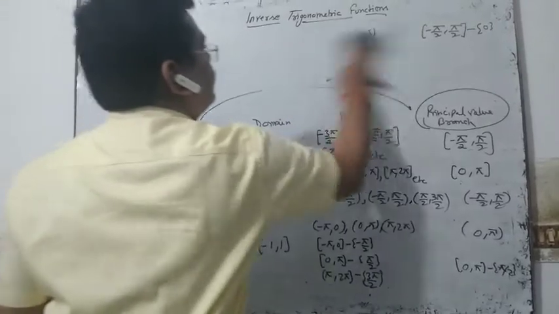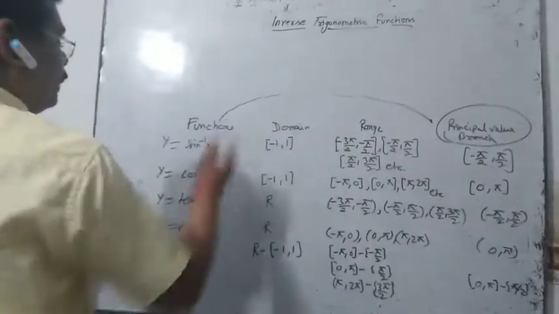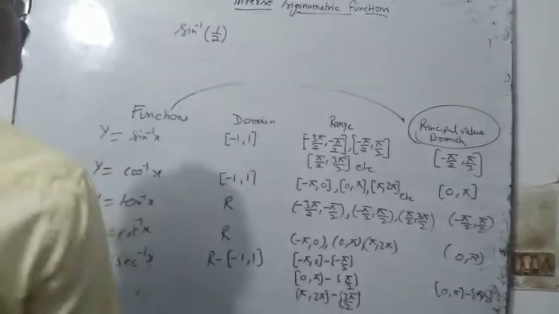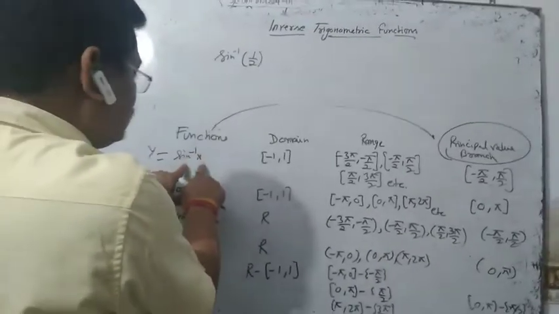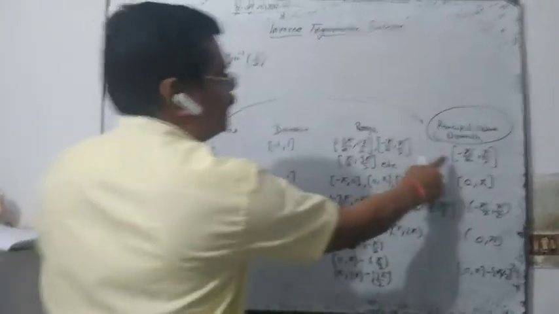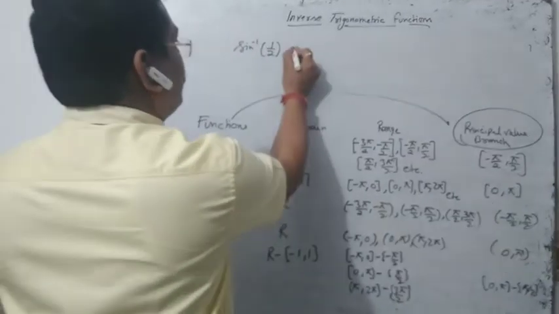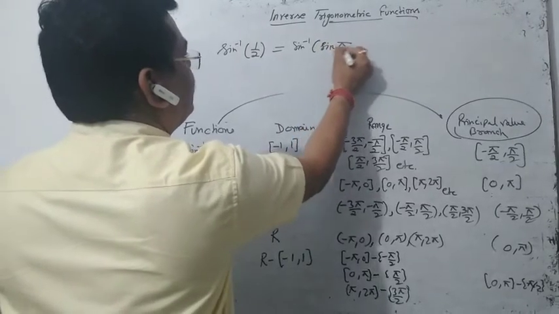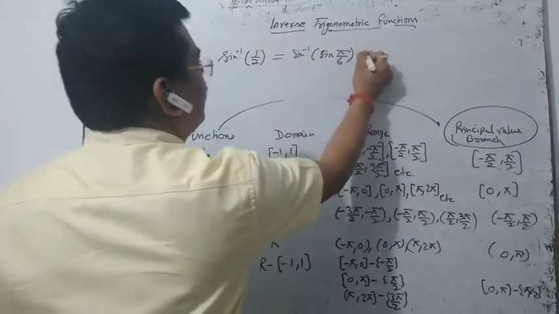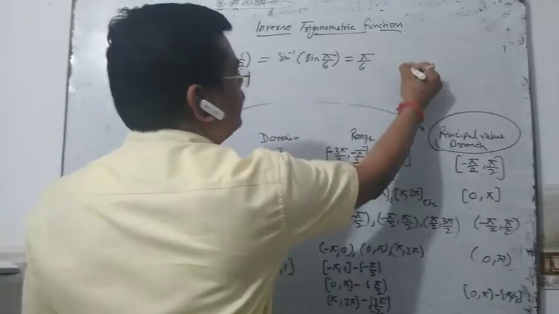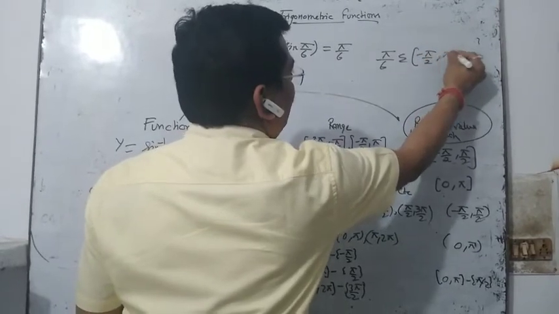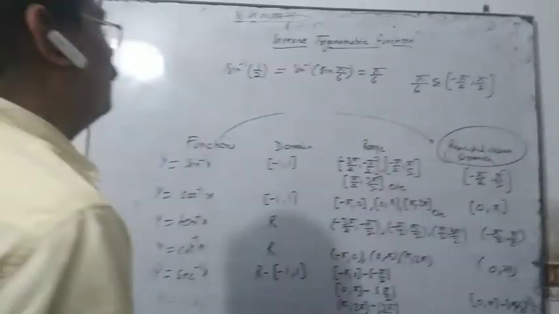Let us take one example of this inverse. Let sin inverse 1 by 2. You can see that the principal value branch of this sin inverse function is minus pi by 2 to pi by 2. Then sin inverse 1 by 2 is sin inverse of sin pi by 6. Sin 30 is this. Then the answer is pi by 6. Then pi by 6 is an element of minus pi by 2 to pi by 2.